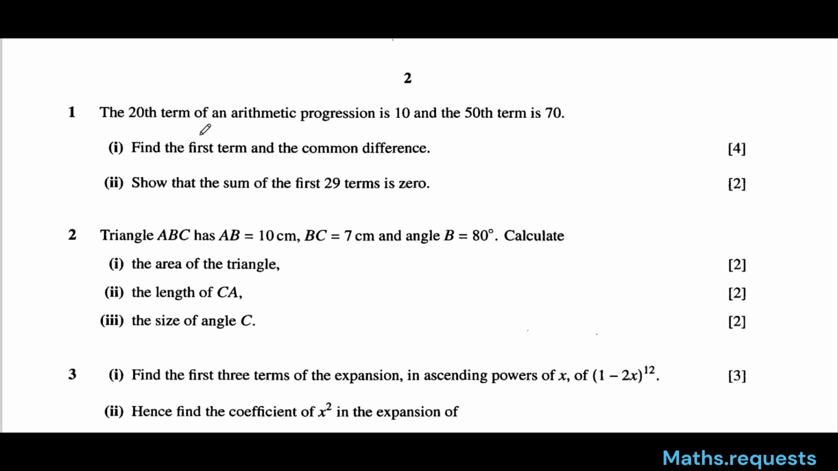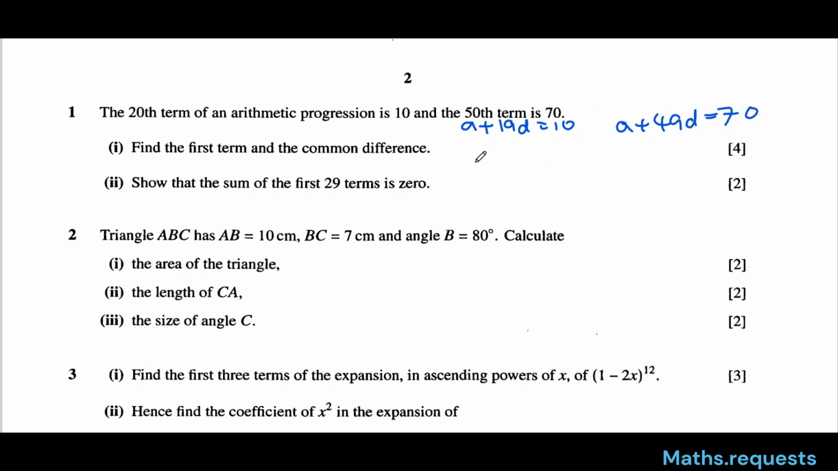Okay, so this is the OCR C2 2006 paper. Question 1. The 20th term of an arithmetic progression is 10 and the 50th term is 70. Find the first term and the common difference. Also, we know that for the 20th term, a plus 19d equals 10. And then for the 50th term, a plus 49d equals 70.